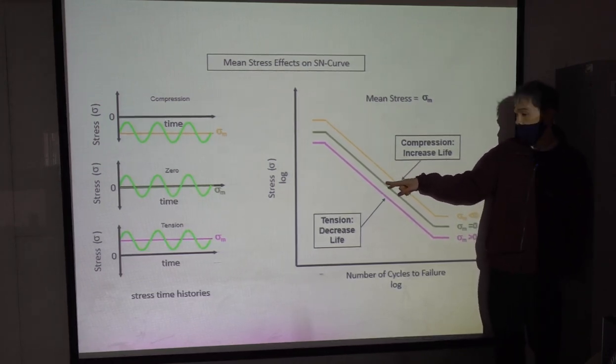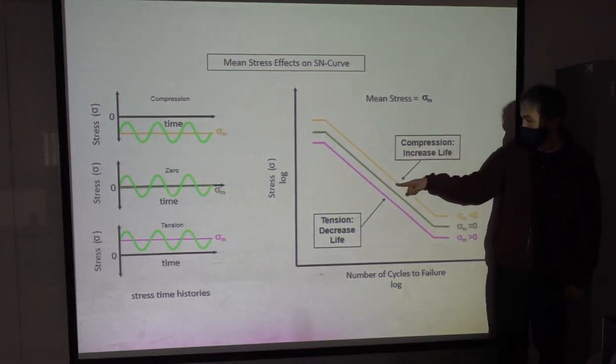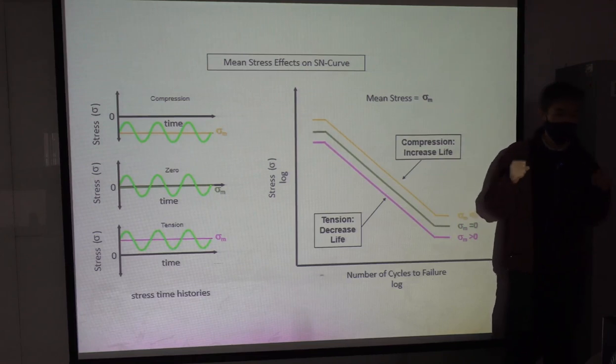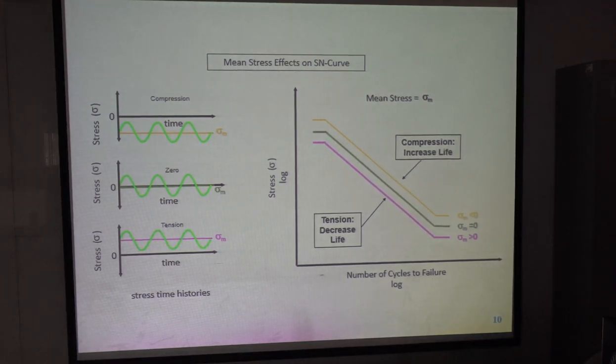The yellow one has longer life. So it means with compression mean stress, we can have longer life for our product. So material prefers compression. Material doesn't like tension. Under tension, the life of the product will be shorter, usually. Okay, next page, please.